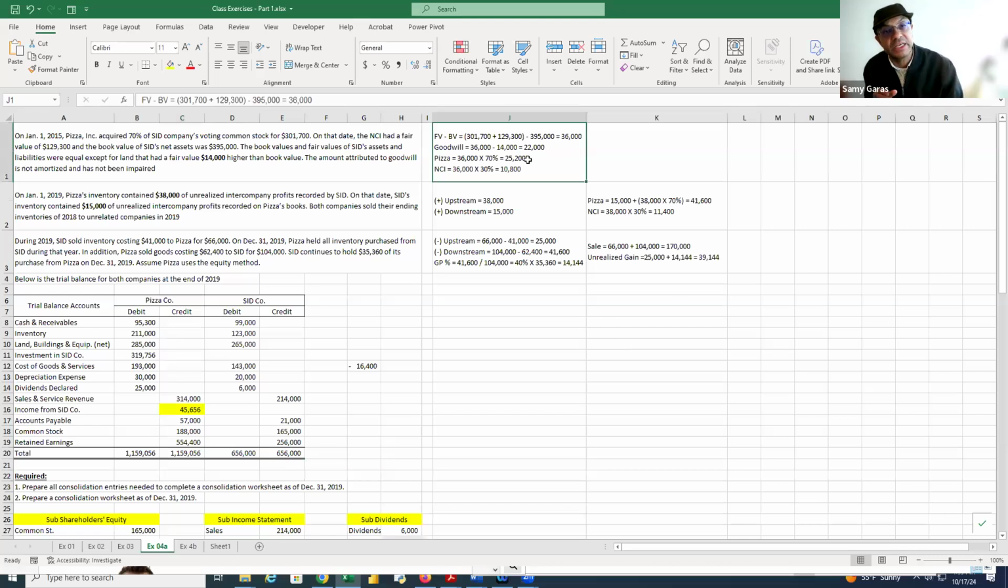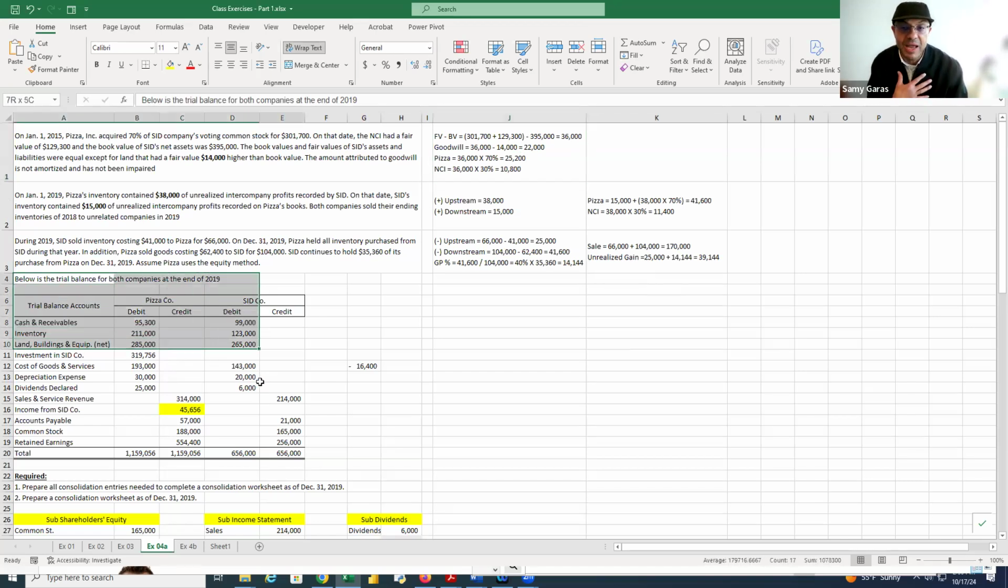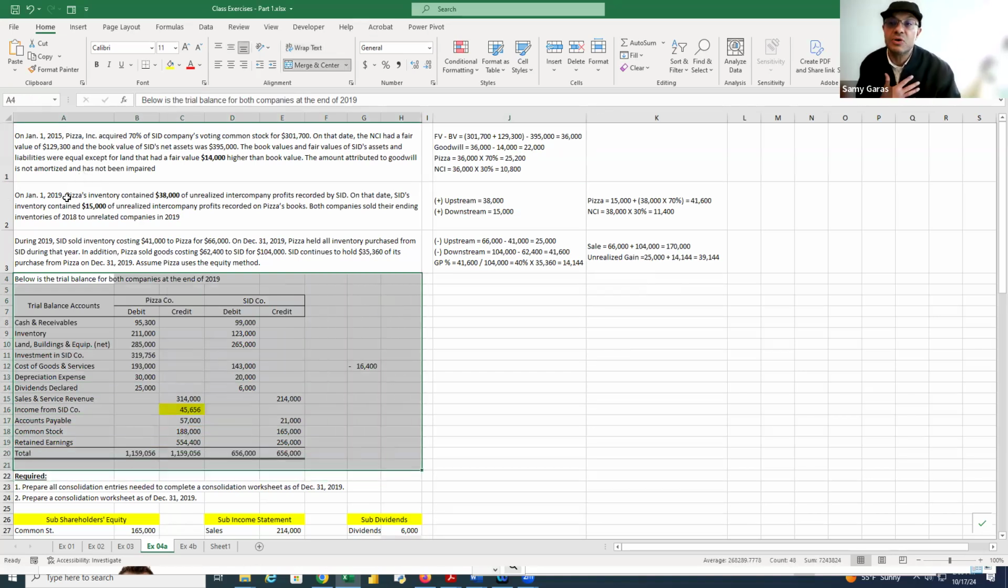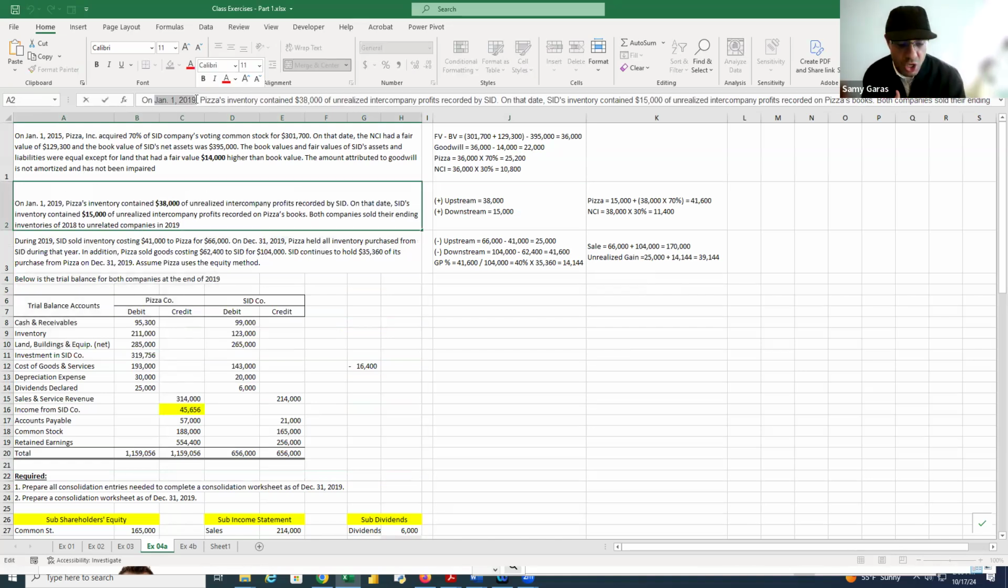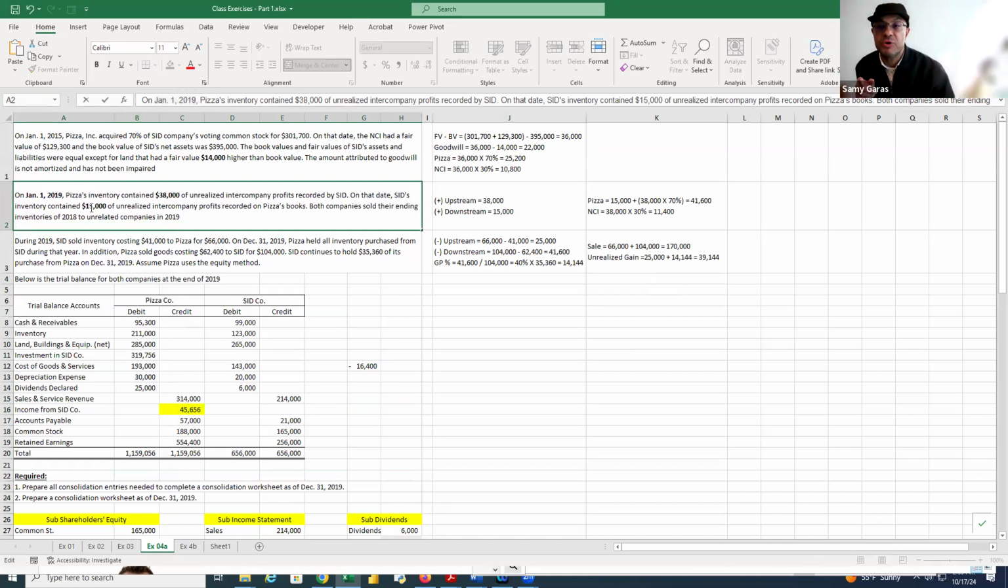And this is what I did here. So we need to do this calculation to get our journal entries correct. What you see here is the trial balance for 2019. And as you can see here, on January 1, 2019, which means the transaction or the information, you see it in the second paragraph, comes from 2018.